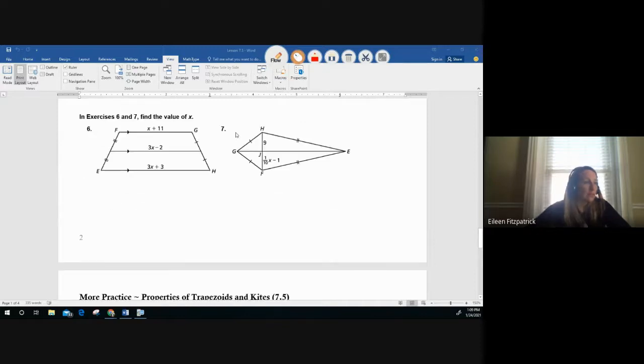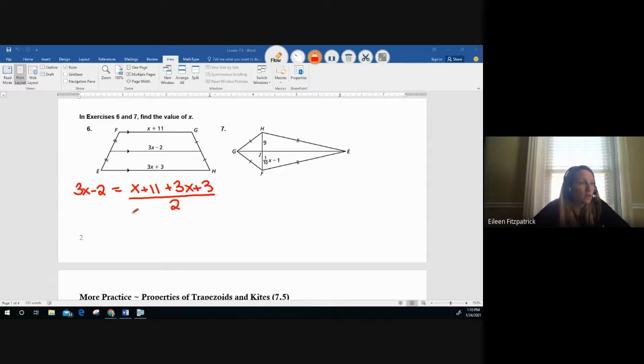In exercises 6 and 7, find the value of x. Number 6 is another mid-segment problem. You can see that this segment goes from midpoint to midpoint of your trapezoid. So I know that the mid-segment, 3x minus 2, is equal to the two bases, which is x plus 11 plus 3x plus 3, when you add them together and divide by 2. So it's another mid-segment formula.